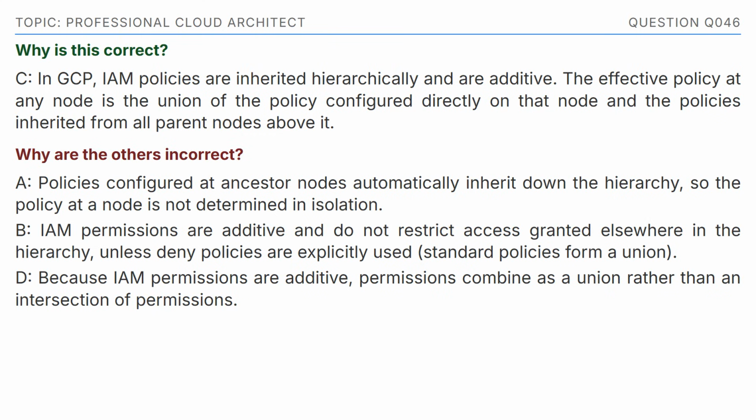Why are the others incorrect? A. Policies configured at ancestor nodes automatically inherit down the hierarchy, so the policy at a node is not determined in isolation. B. IAM permissions are additive and do not restrict access granted elsewhere in the hierarchy. Unless deny policies are explicitly used, standard policies form a union. D. Because IAM permissions are additive, permissions combine as a union rather than an intersection of permissions.